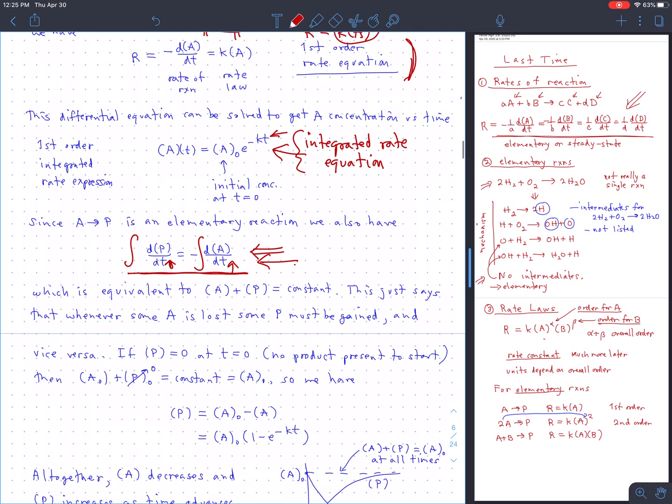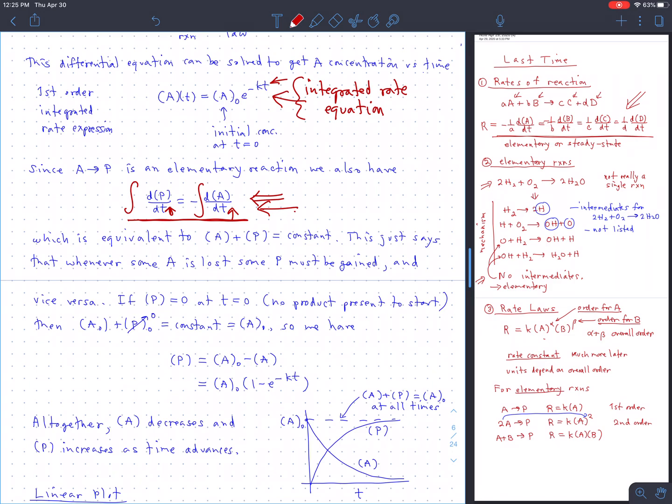Furthermore, if I say, for the sake of exploring the most interesting case, that the concentration of P is equal to 0 when t is equal to 0, that is, P sub 0 is equal to 0. Then, at time equals 0, this P is equal to 0, and this A is equal to A0, which means that the constant is just equal to A0.